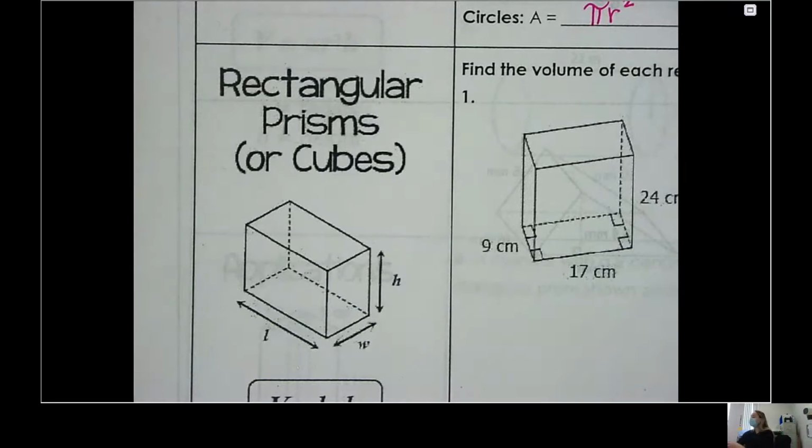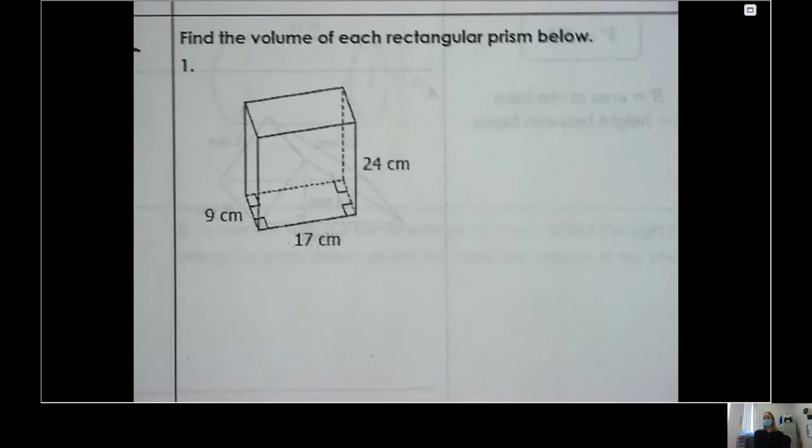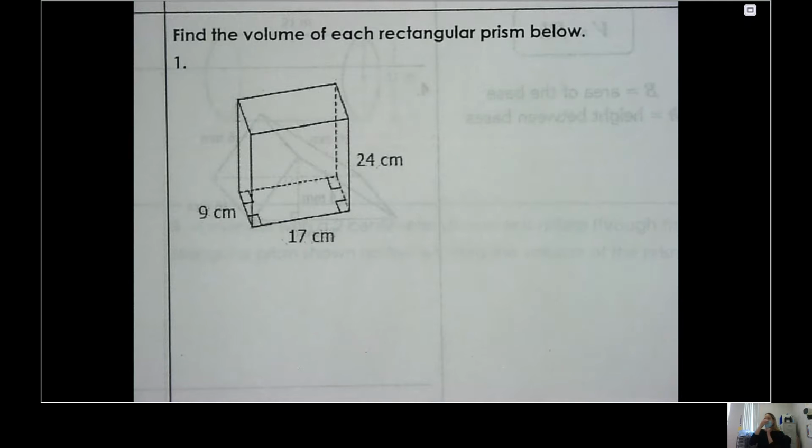So let's take a look at that first example there. What type of shape is this first example? Is this a rectangular prism or is this a cube? Rectangular. How do you know? Because there's a rectangle at the top and the bottom. It's got a rectangle at the top and the bottom.